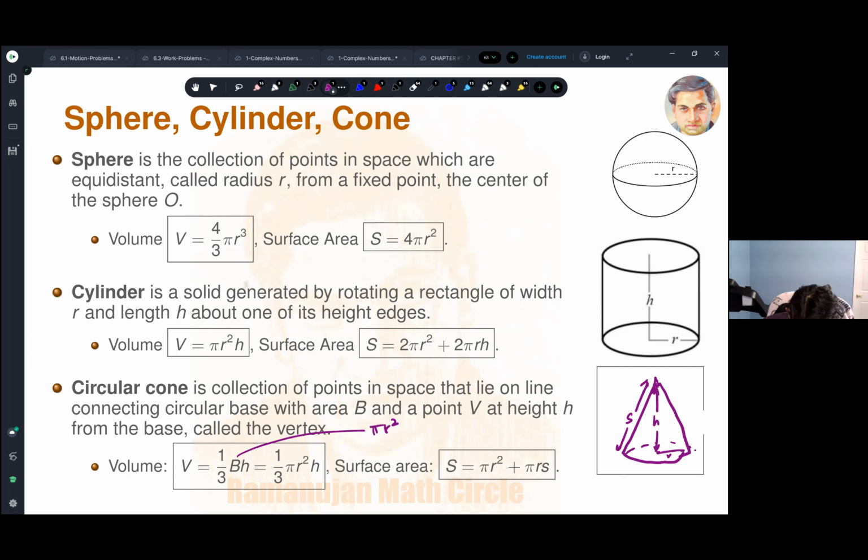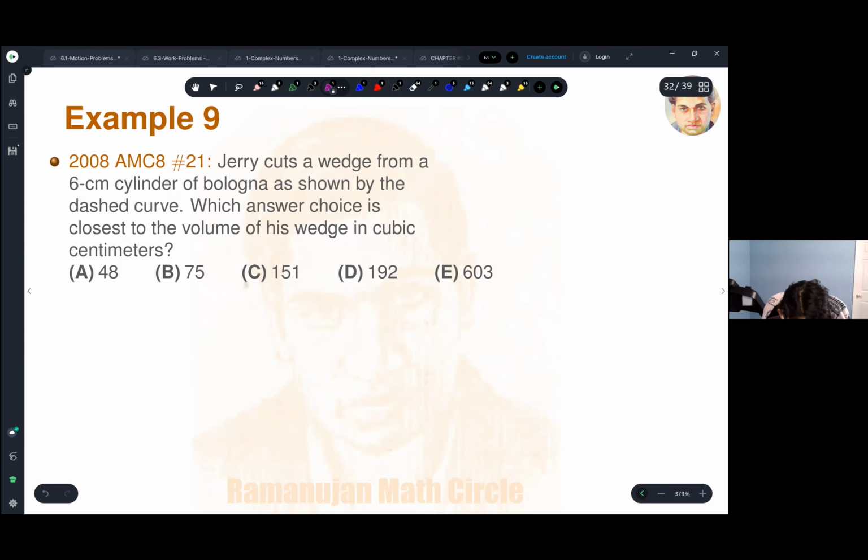So these are the three main ones, and I would really take note of this slide in particular, which has all the formulas and the diagrams of the sphere, the cylinder, and the cone. As you notice, there's a lot of pi going on in this, and that's because all three of these are very circular in nature, and AMC 8 loves to ask about these, so it's important to memorize these ideas.